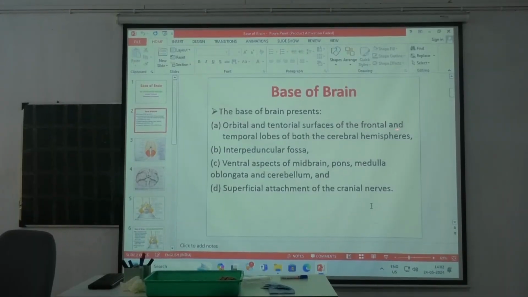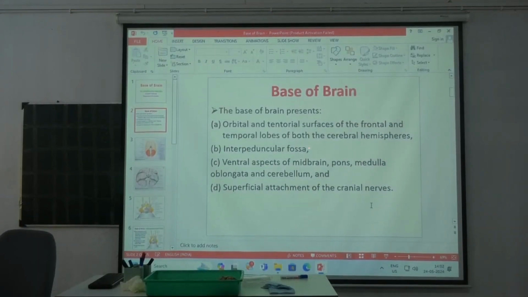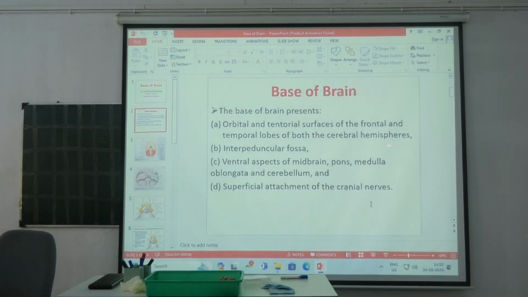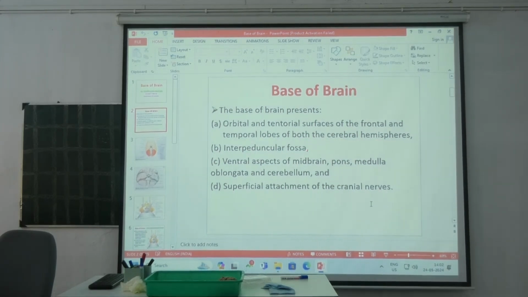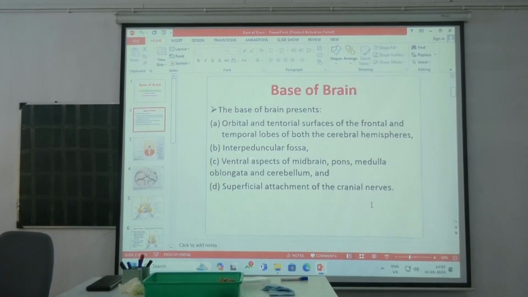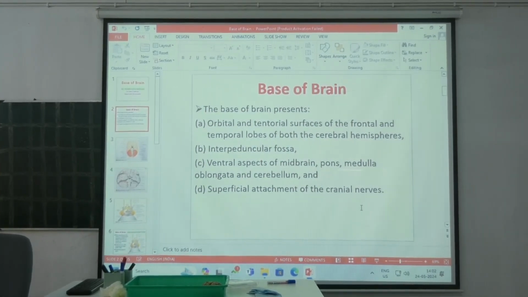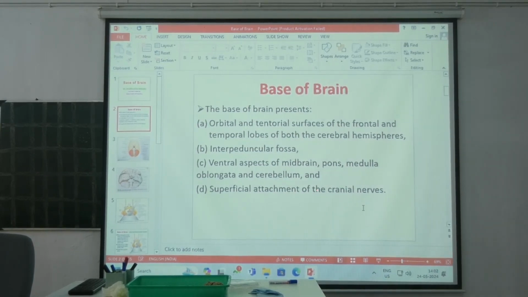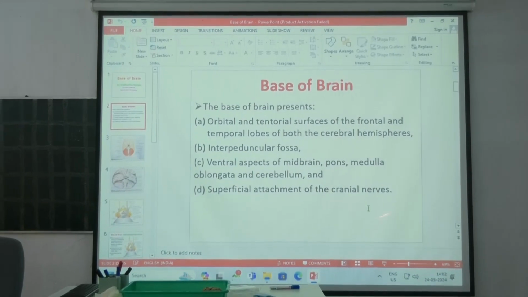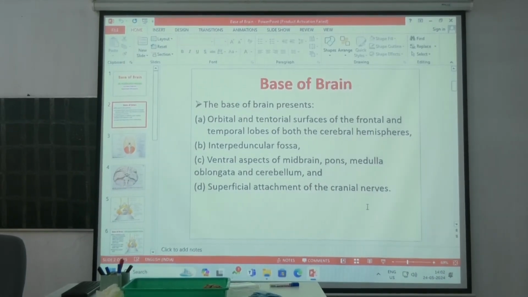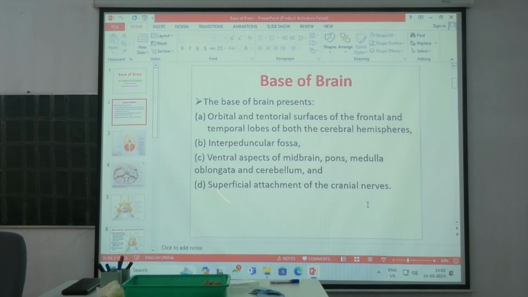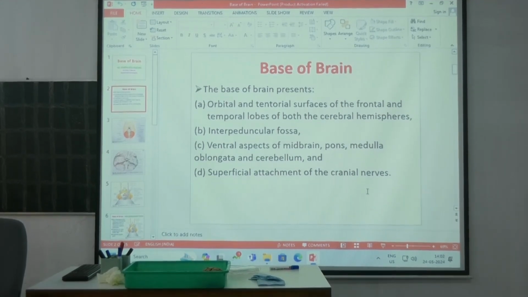Orbital and tentorial surfaces of the frontal and temporal lobes of both the cerebral hemispheres. Interpeduncular fossa, ventral aspects of the brainstem. The brainstem consists of these three structures: midbrain, pons, and medulla oblongata, and also the cerebellum. And the superficial attachments of cranial nerves, that also we will see today. So these are the presenting parts of the base of the brain.